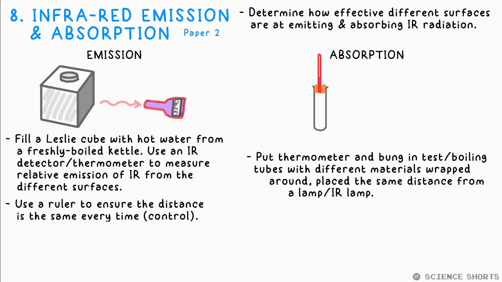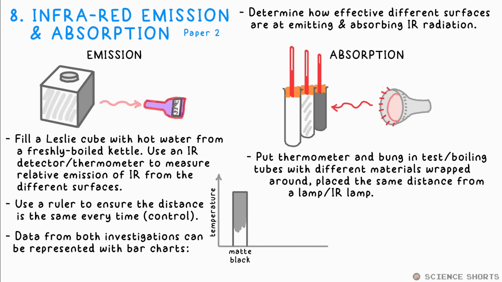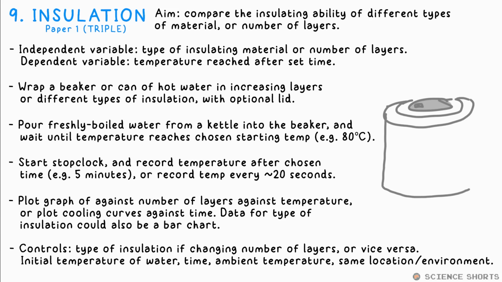Another prac we can do is just have boiling tubes wrapped in different materials with a thermometer through a bung in the top of each, have the sun or a lamp shine on them, and record their temperatures after a set time. You'll find that matte black is not only the best emitter of infrared, it's also the best absorber, while shiny surfaces are the worst absorbers, which makes sense as they reflect light well, so it's also true for infrared.